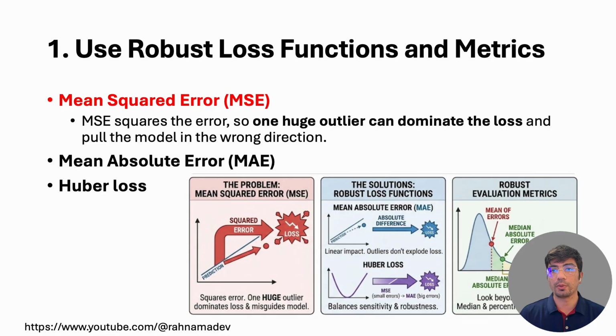You can also use robust metrics when evaluating your model. For example, instead of just using the mean of errors, look at the median absolute error or check a percentile of the error, like the 90th percentile. So the first idea is, don't just clean the data. Sometimes changing the loss function is enough to make your model resist outliers.